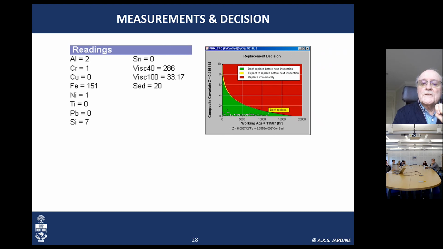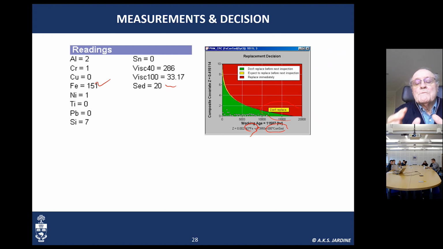And there's the decision chart. If you look carefully at that, you'll see the key risk factors are iron and sediment. So of all these measurements, the most important ones were that one and that one there. So those are the key risk factors, and that's a hazard model. And taking into account costs, there's the red, green, yellow chart. And you can see that today the answer is don't replace.